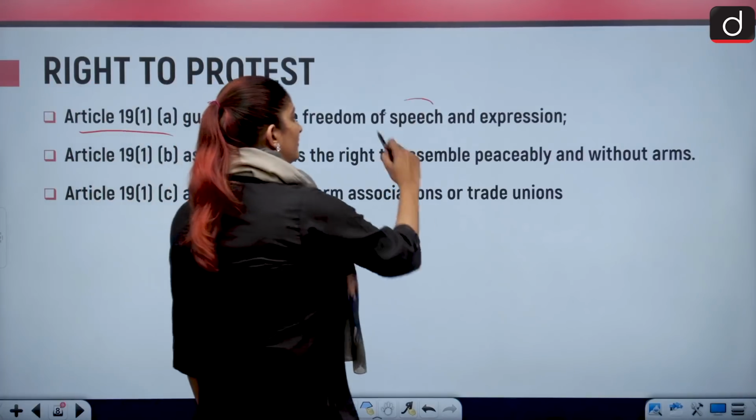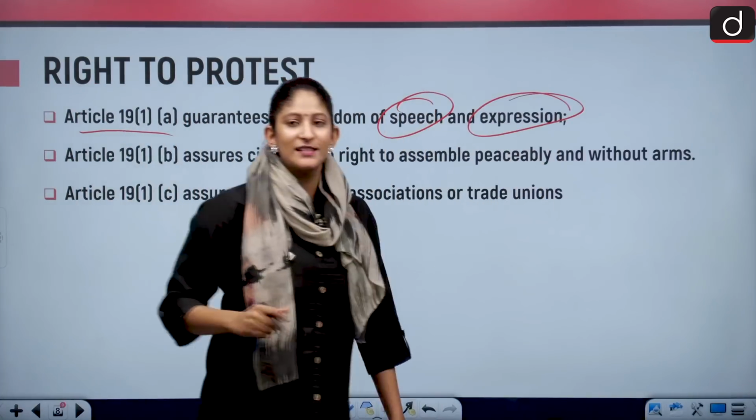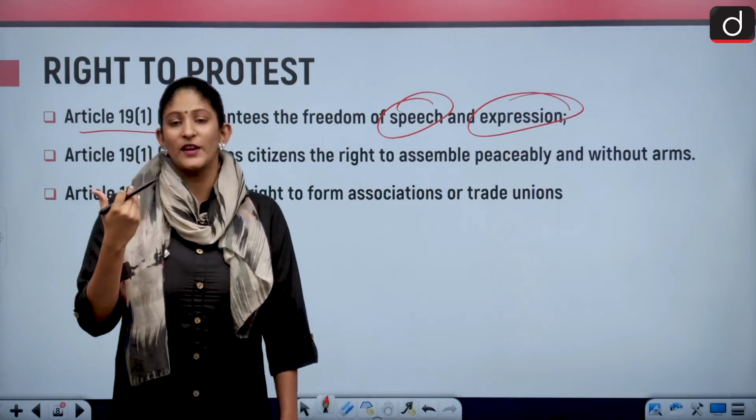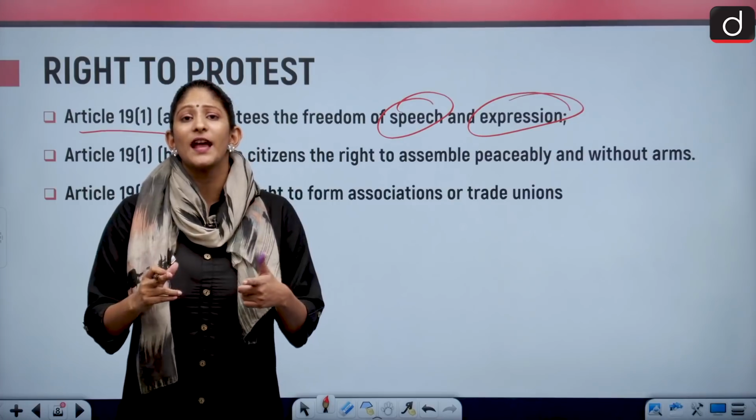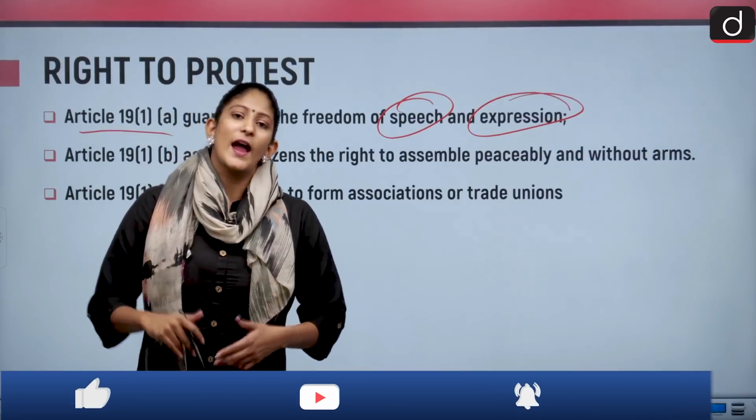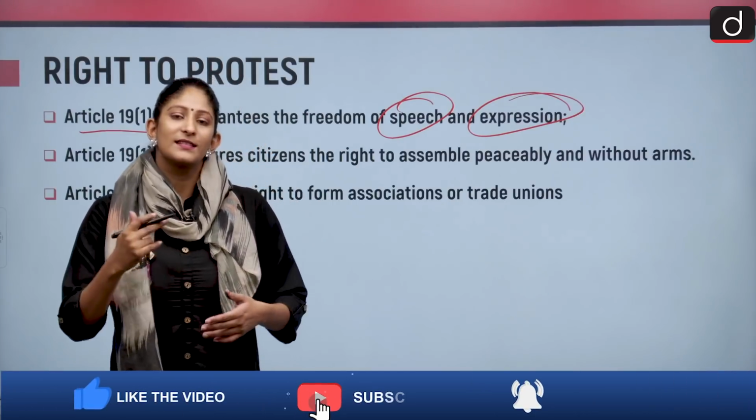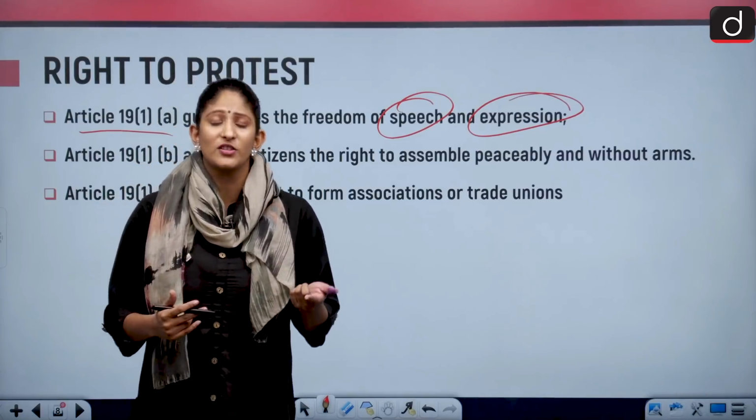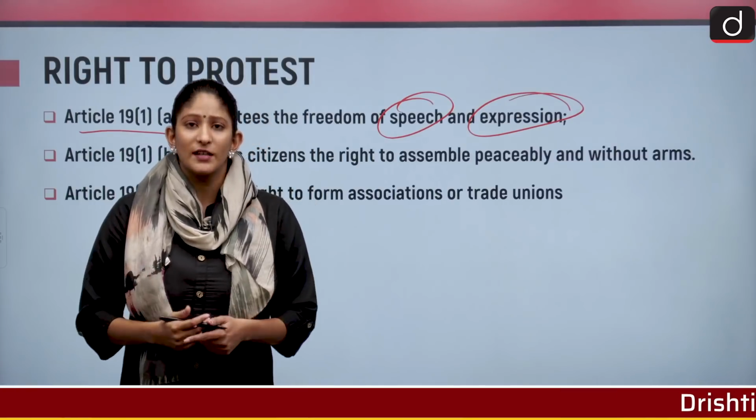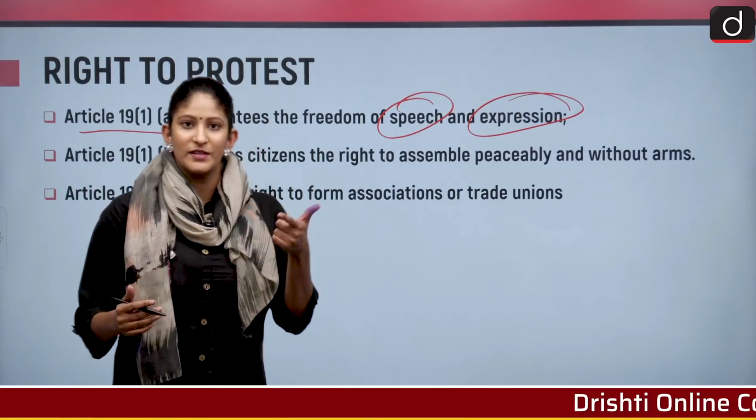Speech, and expression. Now, expression doesn't have to be only through facial expression, written. It can be through any means, but as long as it is peaceful. Okay, so I cannot take up arms against the government and say that yes, I am protesting, this is my freedom of expression. No, there are reasonable restrictions keeping in mind the welfare of the country, the integrity of the country. We will discuss about that as well.